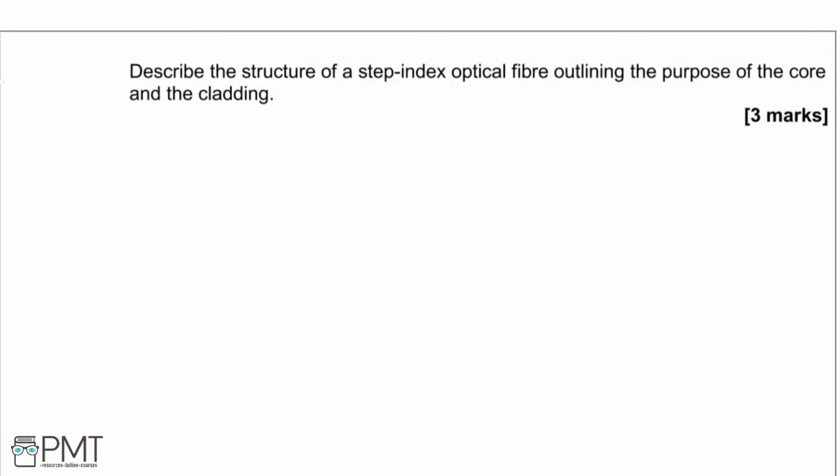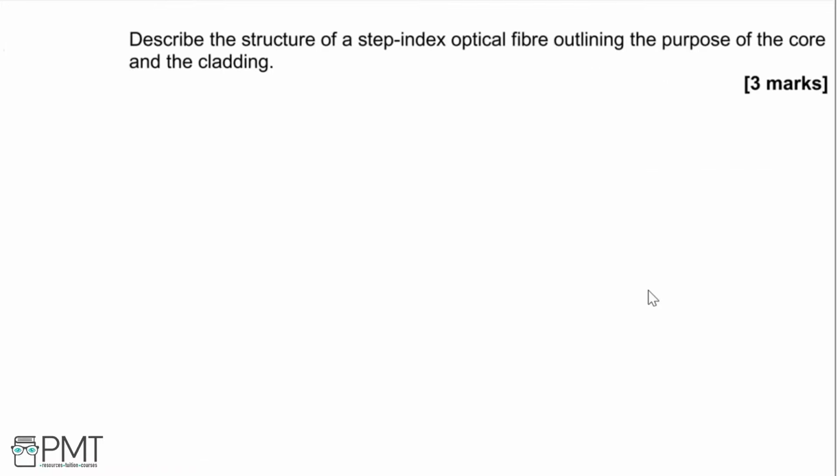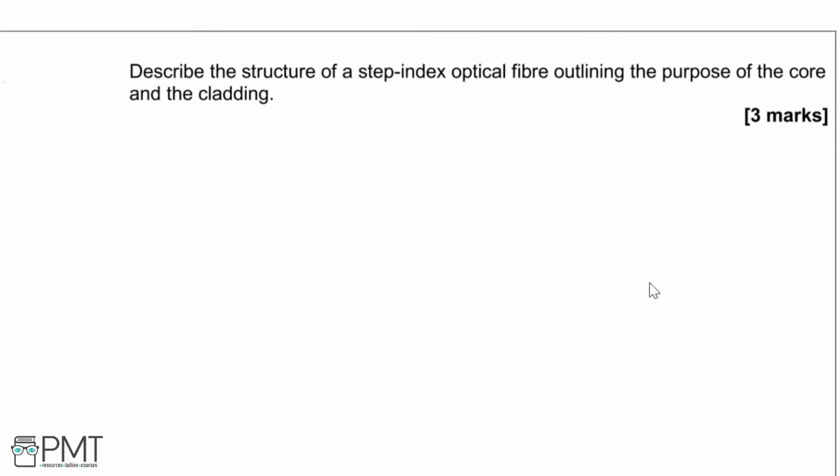A fiber optic question now, and the first question is asking you to describe the structure of a step index optical fiber, outlining the purpose of the core and the cladding. Now, this is quite a descriptive question. You can see there's a space that's been left just before the text section, so you can draw diagrams here if you want to. What we're going to do is look at the diagram way of answering the question, and also what we can put into words.